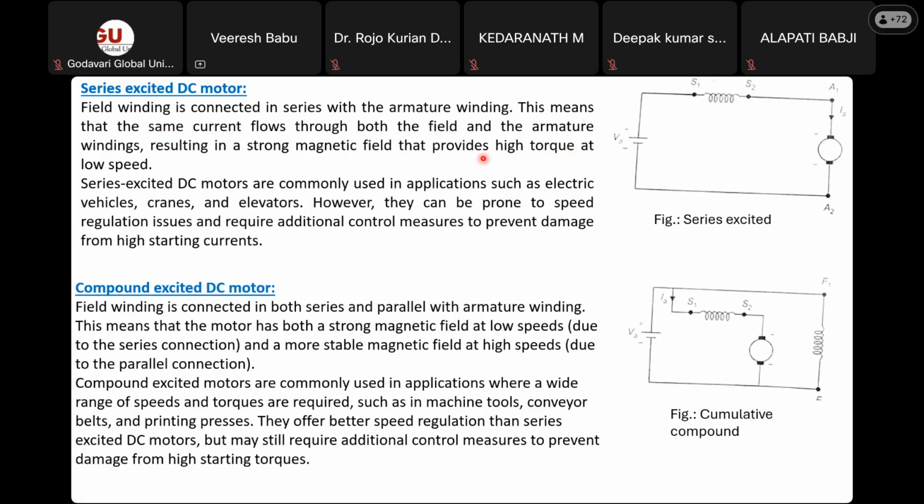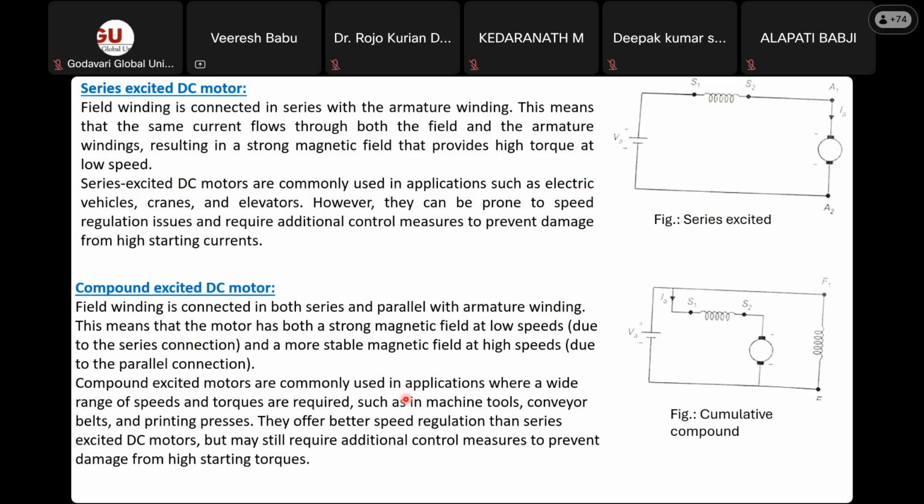When you want high torque at low speeds, you go for series excited DC motors. Series excited DC motors are commonly used in applications such as electric vehicles, cranes, and elevators. However, the drawback is that they can be prone to speed regulation issues and require additional controls for this kind of arrangement. Okay, this is the compound excited DC motor.